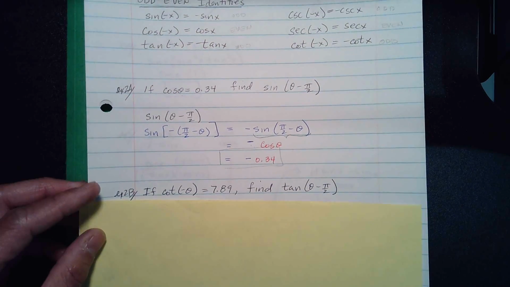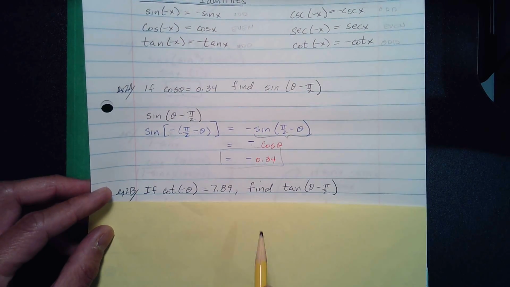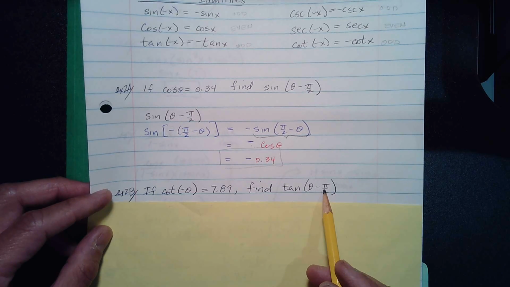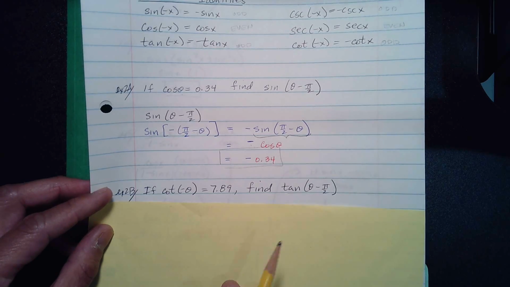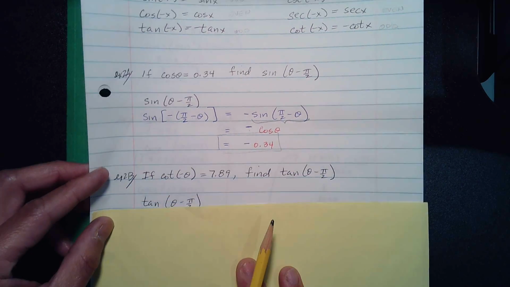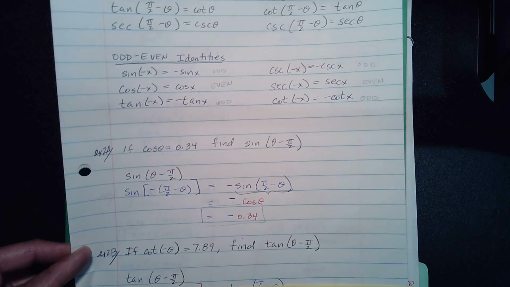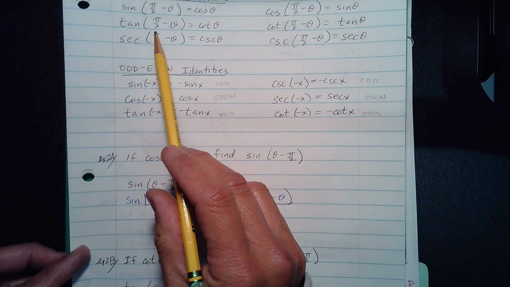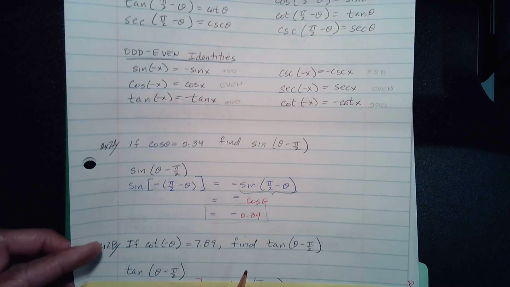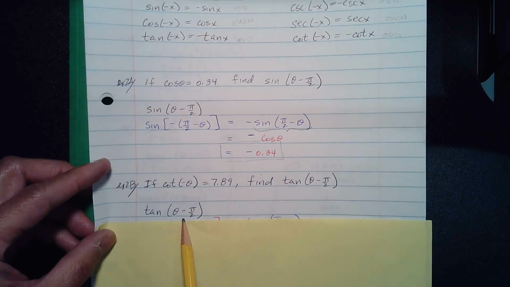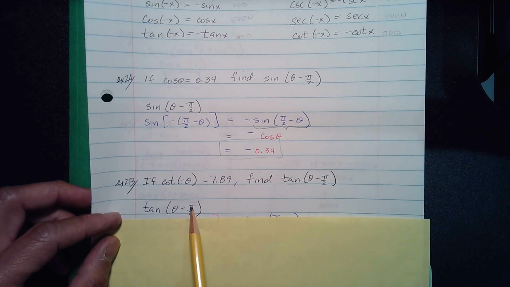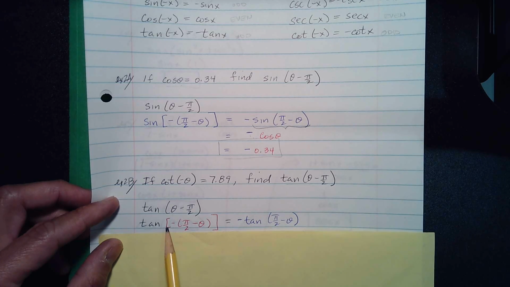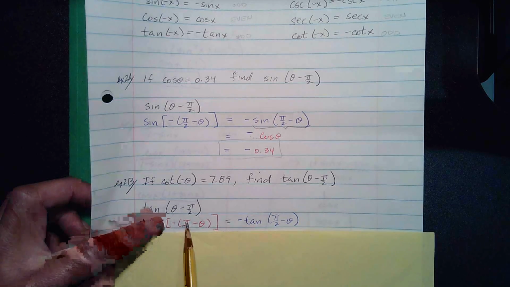Example 2b. If cotangent of negative theta equals 7.89, find tangent of theta minus pi over 2. So we start off with what they want us to find. And again, I do not have a theta minus pi over 2. I have a tangent pi over 2 minus theta. So I need to rewrite this. I need to put the pi over 2 here and the theta here. So once you switch it, you factor out a negative. So we have tangent of negative pi over 2 minus theta.